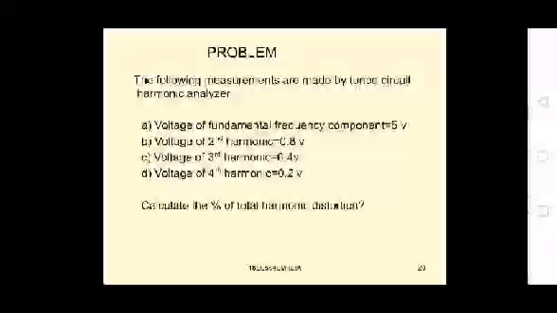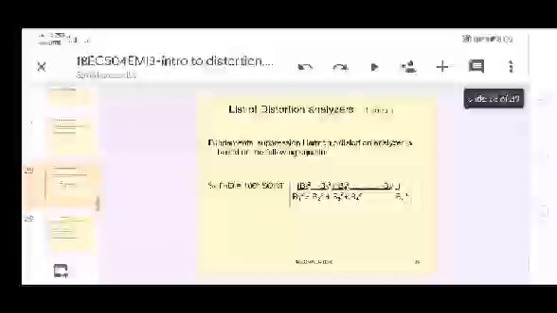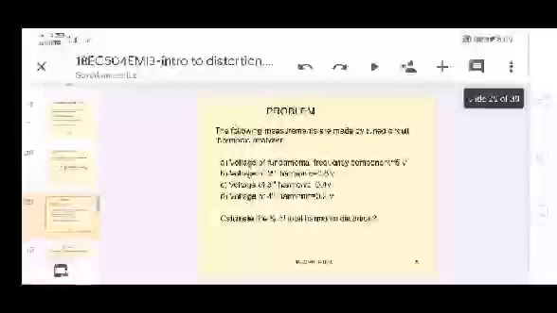Suppose you have a tuned circuit harmonic analyzer. The voltage of the fundamental frequency component is 5 volts, the second harmonic is 0.8 volts, the third harmonic is 0.4 volts, and the fourth harmonic is 0.2 volts. Then calculate the percentage of total harmonic distortion. From the definition given in the formula, we will substitute the values.